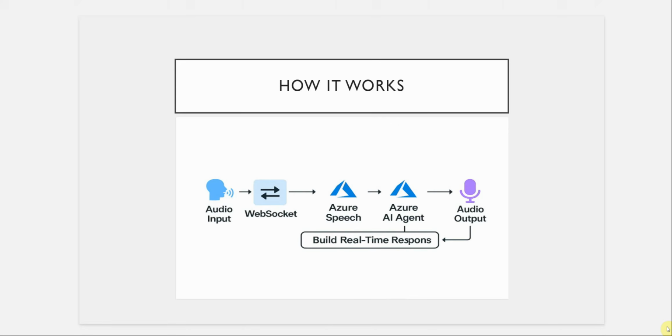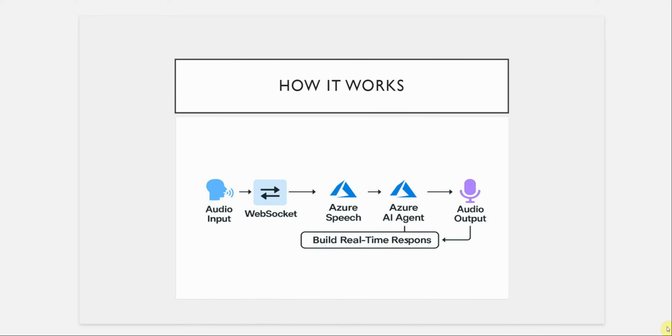So let's have a quick look at how it works. Under the hood, these are the few things happening. The architecture which I'm showing here is very simple, but it depicts a very powerful flow. It starts with the audio input, which is streamed via WebSocket. Then the Azure Speech API handles the transcription for us, and that same transcribed text is sent to the Azure AI agent. Now, this agent could be your LLM, it could be your custom LLM, it could be anything which can play the role of a large language model here.